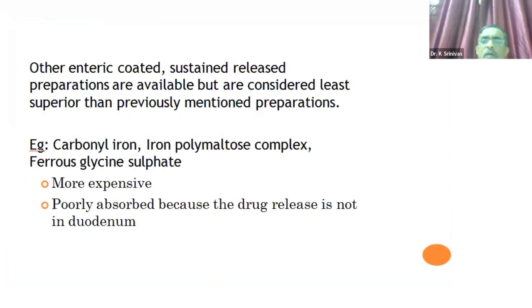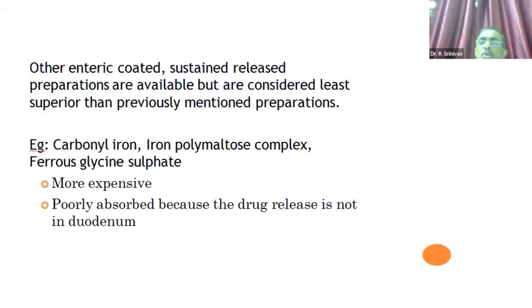You may have heard of some of the sustained release tablets. People say you just give the sustained release or enteric coated tablet, which is going to be very beneficial as it doesn't cause any gastric reaction. Students, the absorption of iron happens in the duodenum. So if you protect the iron from getting released in the duodenum, if it goes beyond that, iron is not absorbed.